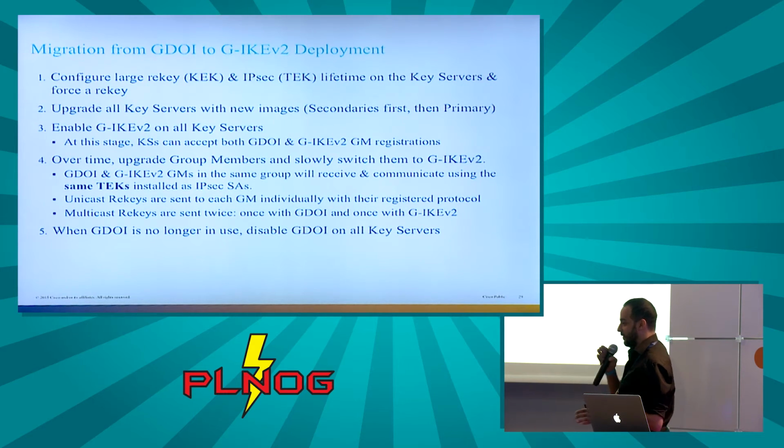You will have a different KEK for the GIKEv2 devices and the Gherdaoui devices. So for unicast rekey, if the key server needs to send a rekey to a GIKEv2 device, you will use a GIKEv2 rekey, and to a Gherdaoui device, it will send a Gherdaoui rekey. In case of multicast, you will send 1 Gherdaoui multicast packet and 1 GIKEv2 packet. After some time, when you will not be using Gherdaoui anymore, you can go ahead and disable it from the key server. All right, any questions so far?